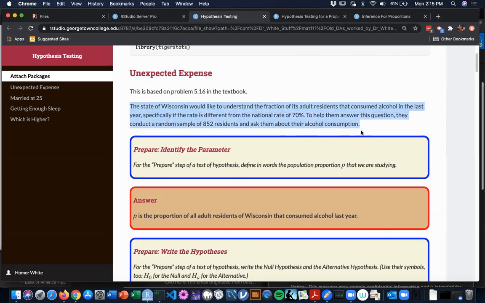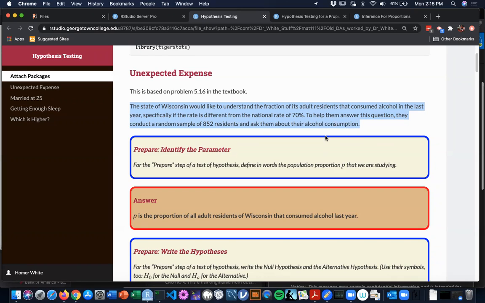here's the scenario. The state of Wisconsin would like us to understand the fraction of its adult residents that consumed alcohol in the last year. Specifically, what they want to know is whether the rate in Wisconsin, the percent of all people in Wisconsin who drink alcohol, is different from the national rate of 70%. Somehow we know from other data or some big study that nationally 70% of adults drink alcohol. Is Wisconsin the same or different?